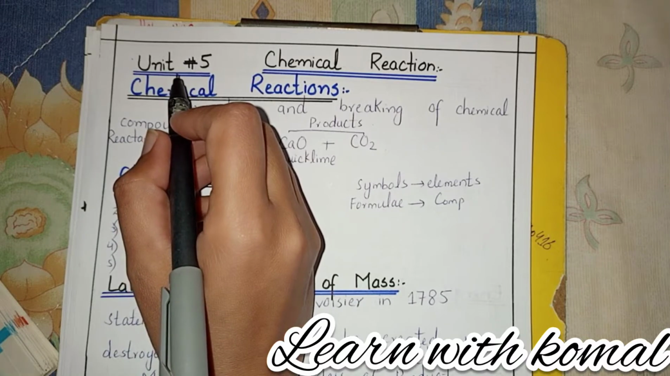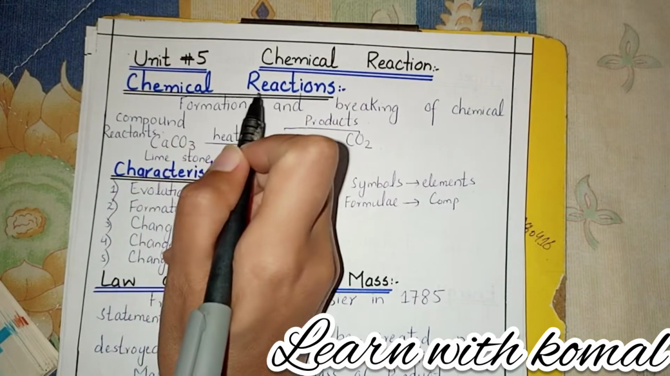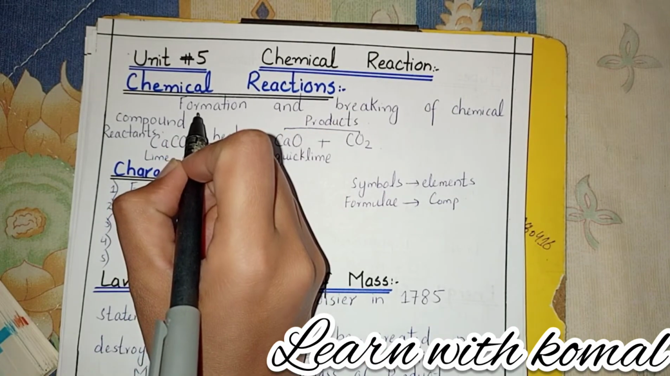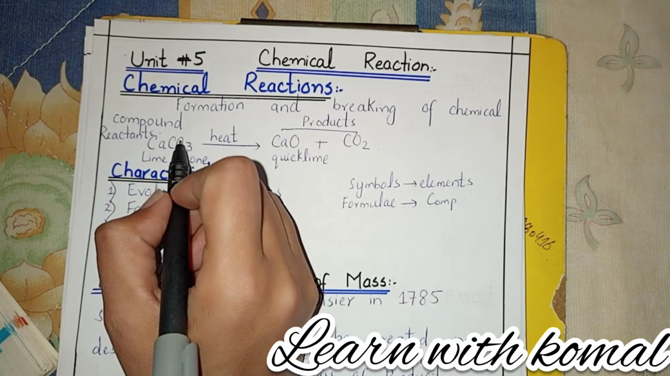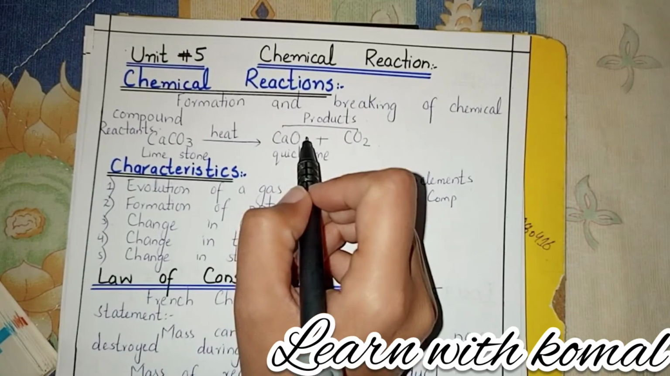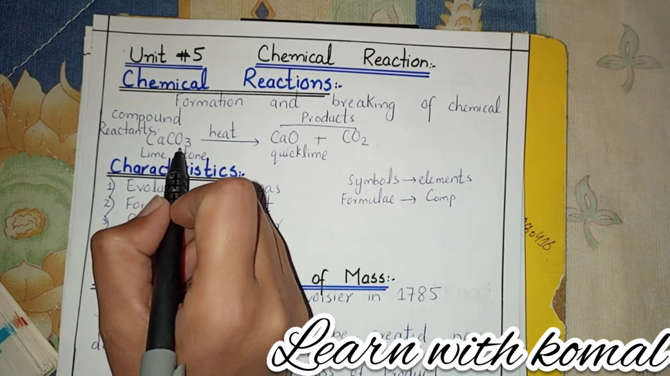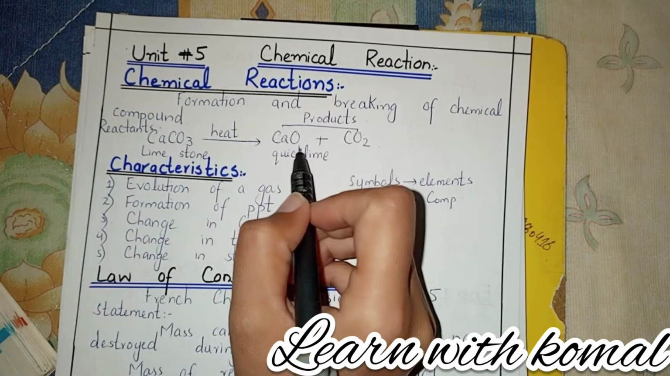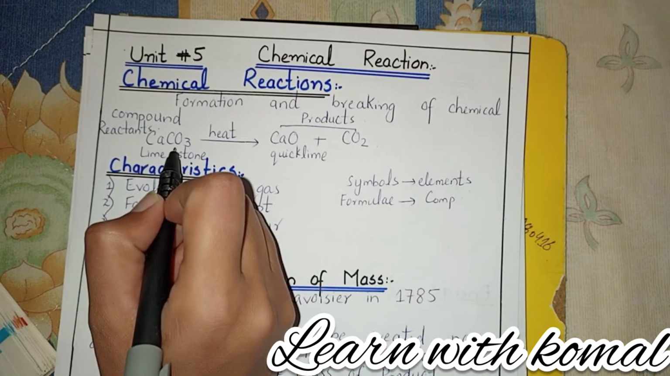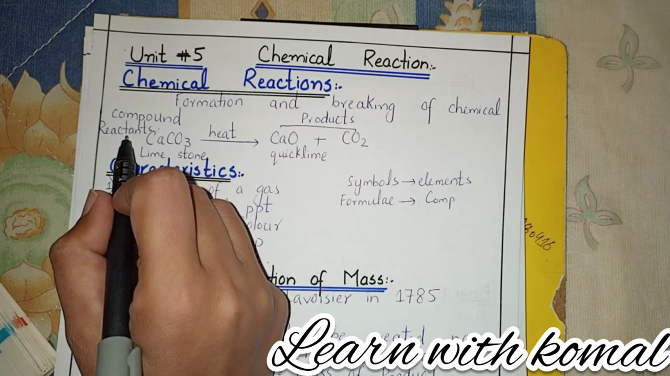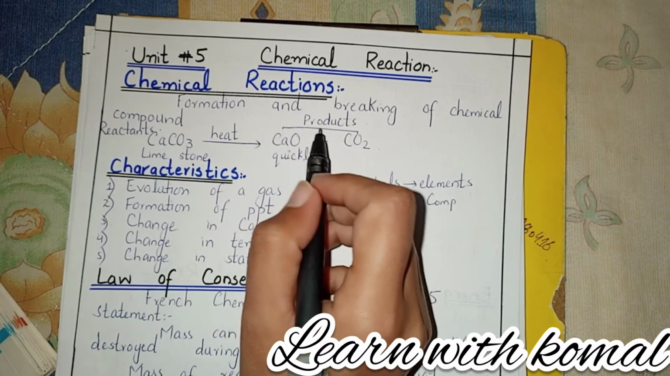Today we will do unit number 5 of science, that is chemical reaction. What is chemical reaction? Formation and breaking of chemical compounds is called chemical reaction. During a chemical reaction, new substances are formed which are different from the starting substances. The starting substance, that is calcium carbonate, decomposes to give calcium oxide and carbon dioxide. In this reaction, calcium carbonate, that is limestone, is the reactant, while the calcium oxide and carbon dioxide are the products.